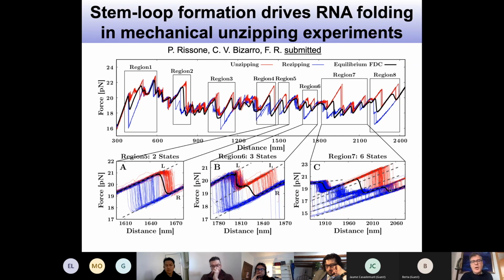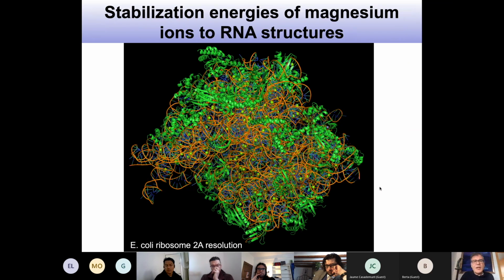Another application, always in the field of molecular biophysics, is that we can measure the stabilization energies of magnesium ions to RNA. This is RNA of a ribosome. Well, this is a whole ribosome. So here you have protein and RNA. As you know, the ribosome is a huge molecular machine. It is the biggest molecular machine in the cell, in which you have protein and RNA. And this is the latest image of the ribosome by cryo-electron microscopy, not X-ray, sorry, by cryo-electron microscopy.